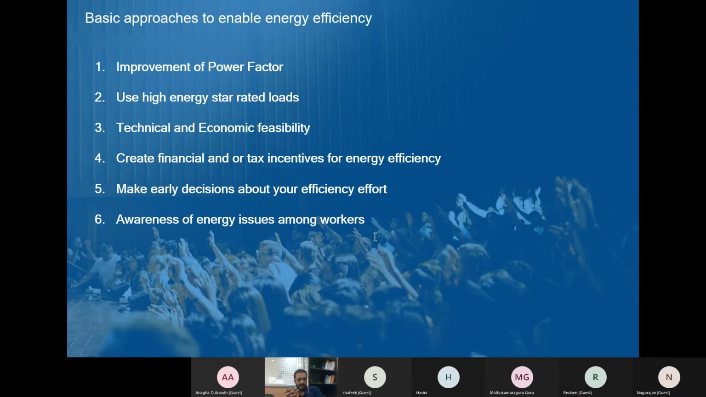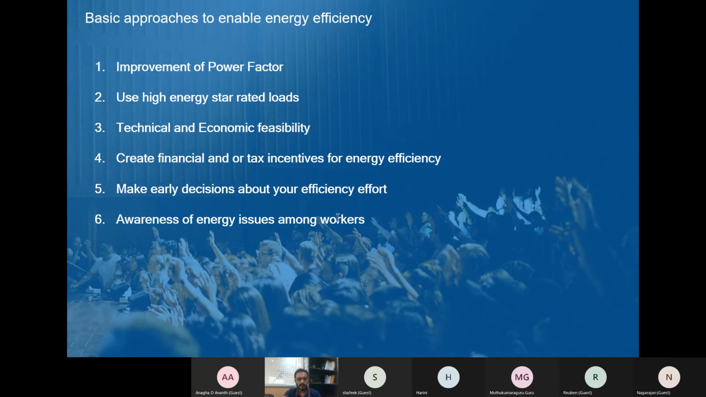So next, create financial or tax incentives for energy efficiency. This is one of the good things for energy efficiency. Financial incentives for energy efficiency come in the form of tax incentives, grants or rebates. So that's cashback kind of. These incentives are among the most common ways that states can promote energy efficiency. Currently in India, 22 states have tax incentives to promote energy efficiency.